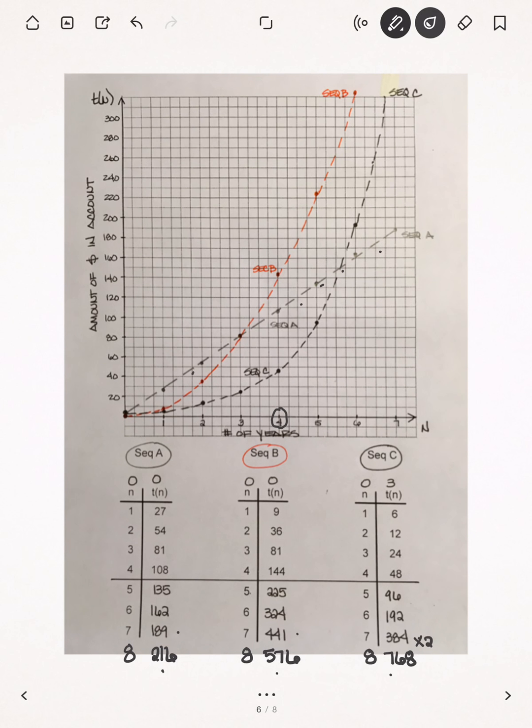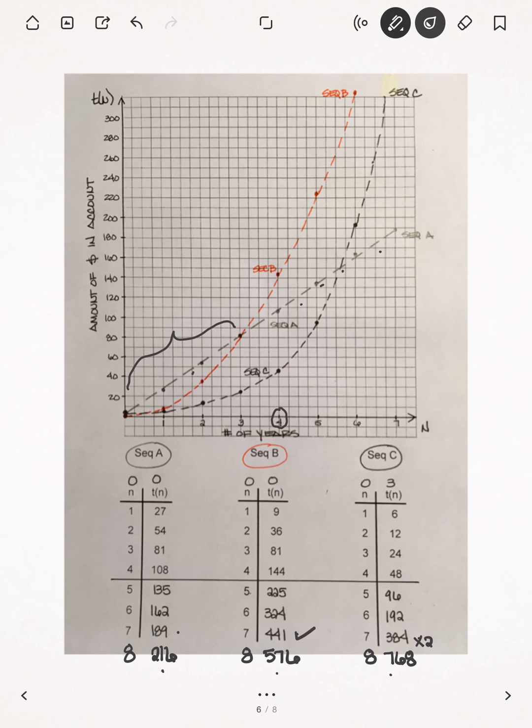If you only had your money from 1 to 3 years right here, then you would want to keep your money in sequence A, because if you're going to do short term, that's going to give you the most money. From 3 years until 7 years, sequence B is the best, because this is still in the lead right here.